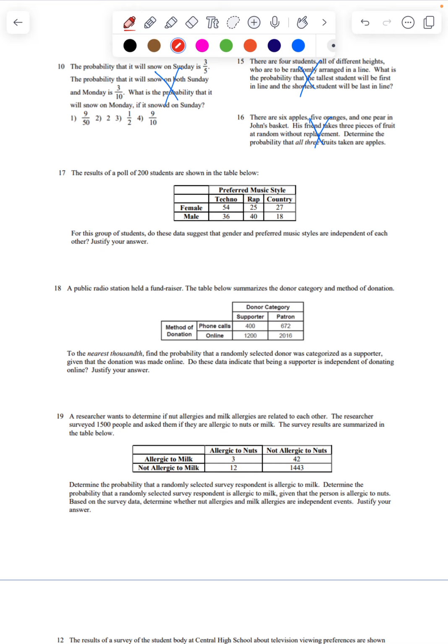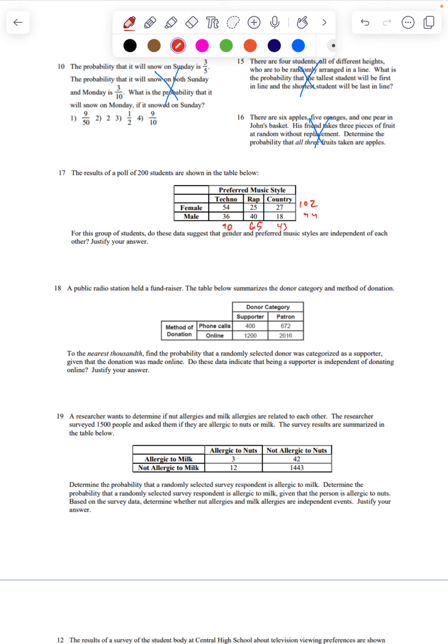All right, so first thing you should do is count up all the ends of the columns and rows. So 54 plus 25 plus 27. So that's going to be 54 plus 52, so that's going to be 108, 102 here. 54 plus 36 is going to be 90. 25 plus 40, 65. 27 plus 18 is going to be 43. 36 plus 40 is going to be 76, plus 18, which is going to be 94.